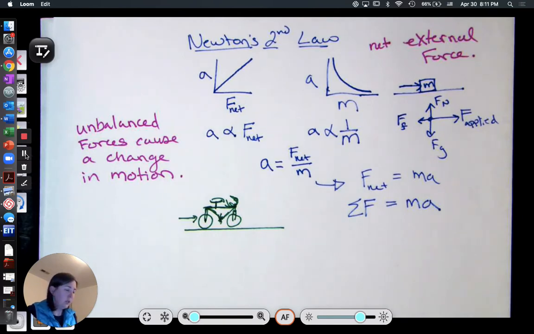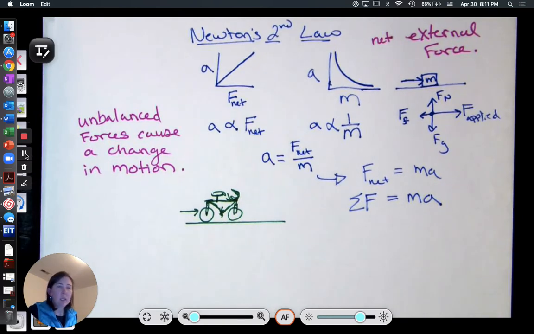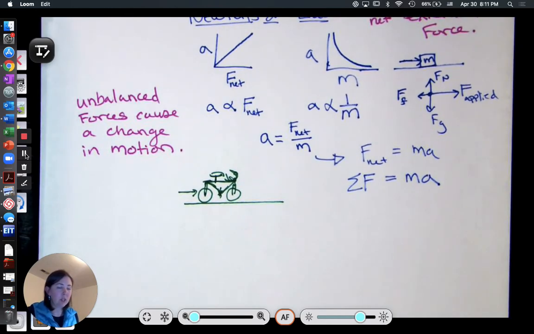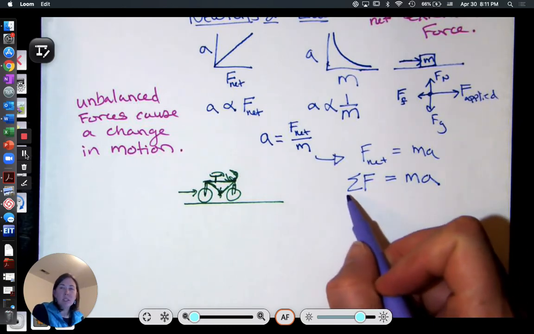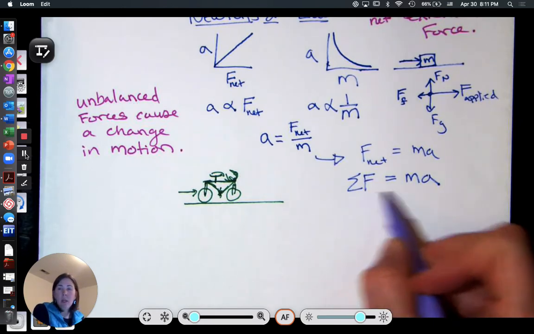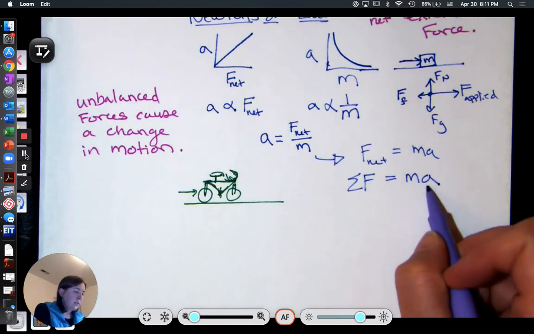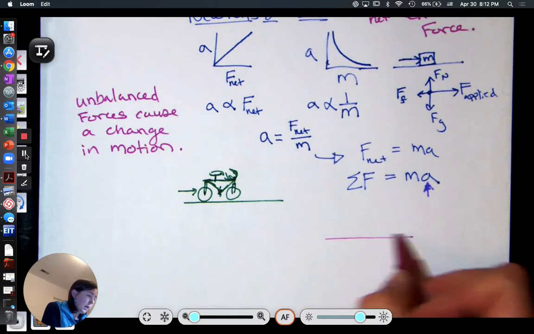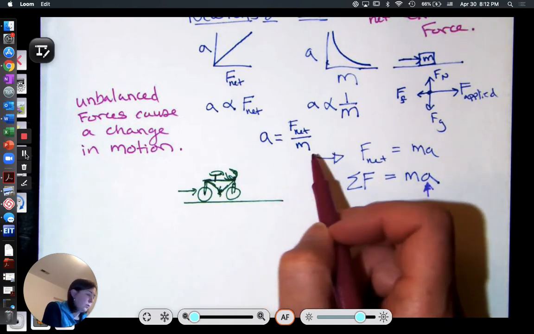Okay, so what does this really mean in terms of Newton's second law? Unbalanced forces cause a change in motion. So if the sum of the forces does not equal 0, then we will have some sort of acceleration, and that is the change in motion that we're talking about. So let's go back to this idea of a box, right? And we're going to look at this form of the equation.